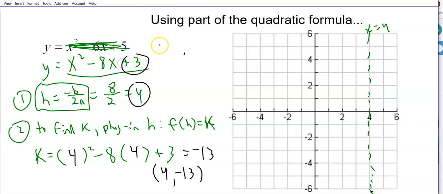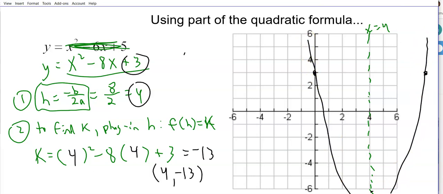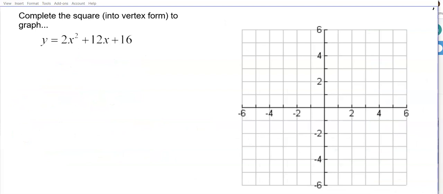The y-intercept is 3, so I know it crosses right here, which means if I go 4 units to the right, somewhere over here, it crosses as well. And so I could draw it if I had enough graph paper to get all the way down to negative 13.